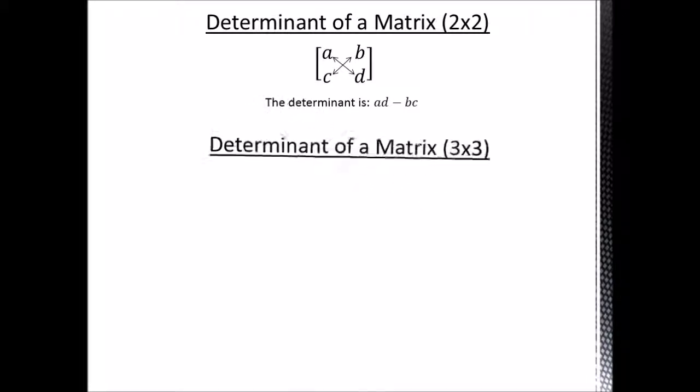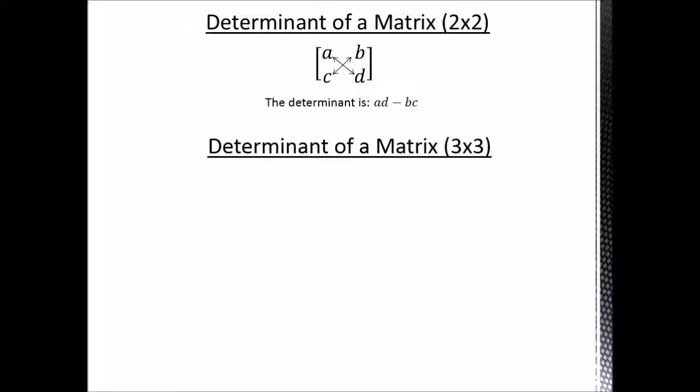Alright, so the first thing that we have to know is how to find the determinant of a 2 by 2 matrix. That 2 by 2 refers to 2 rows by 2 columns. Okay, so just like that. Now you see I have arrows pointing between A and D and B and C, representing that our determinant is AD minus BC.